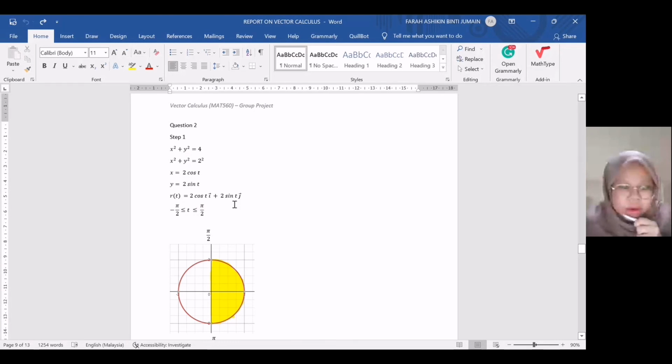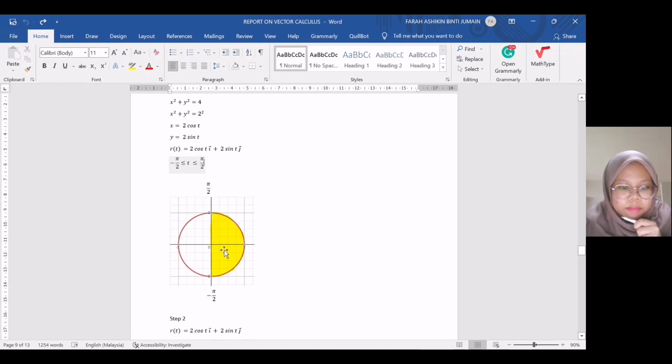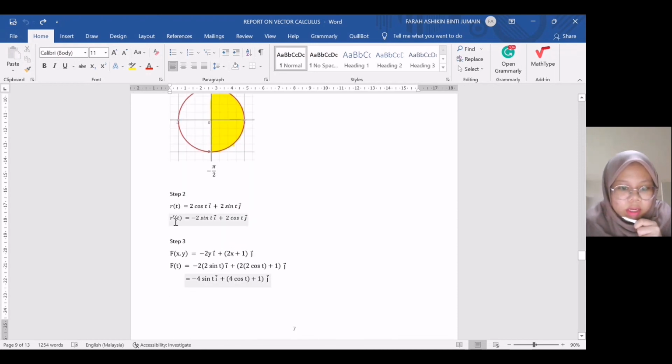Next, I am going to explain the manual calculation for question 2. Okay, firstly, we are going to find r(t). Hence, for the circle equation x squared plus y squared equal to 4, we can get x equal to 2 cos t and y equal to 2 sin t. Therefore, r(t) will be 2 cos t i plus 2 sin t j. And the range of t is from negative pi over 2 to pi over 2 because it is a half circle. Okay, then we differentiate r(t) where it will be negative 2 sin t i plus 2 cos t j.